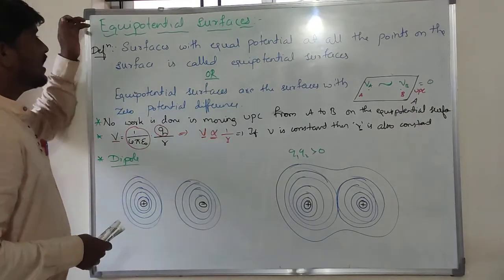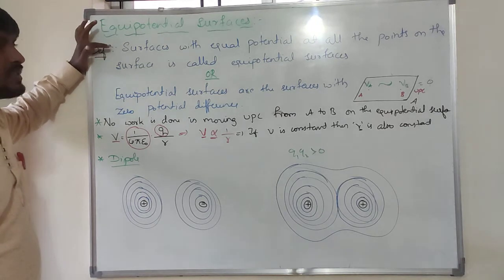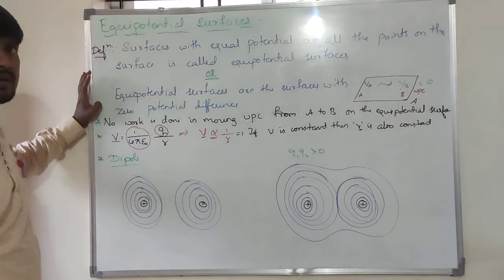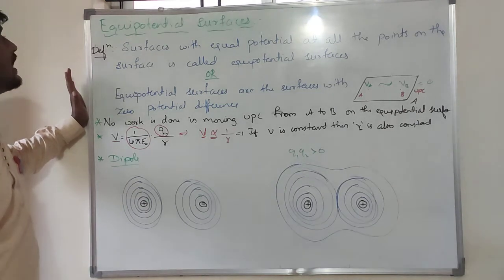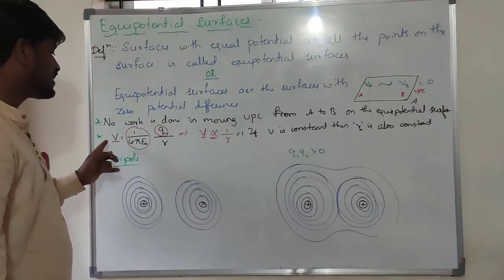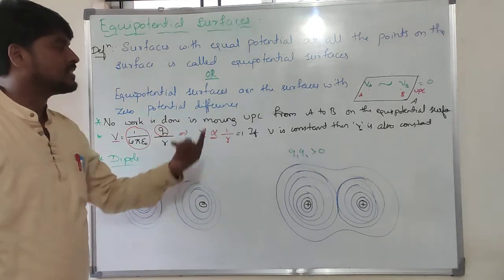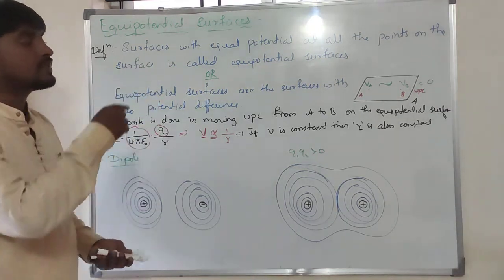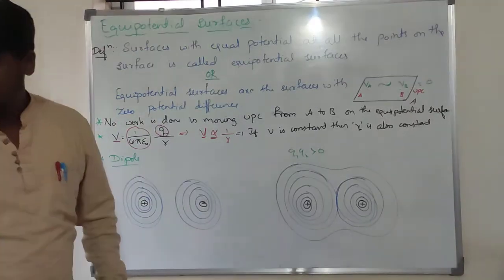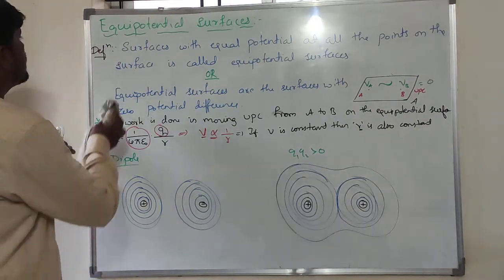So now, equipotential surface means, by definition, the potential is the same at all the points on the surface, or the potential difference is 0. Then such surfaces are referred to as what? Equipotential surface. No work is done in moving a UPC from A to B on the equipotential surface. Since V is constant, R is also constant, hence we can say that it is just a radially expanding equipotential surface with Q at the center.